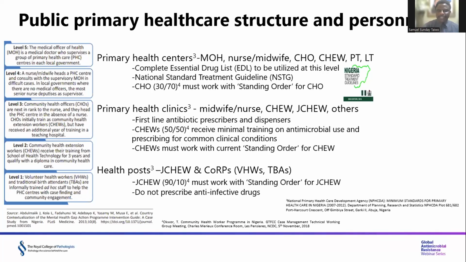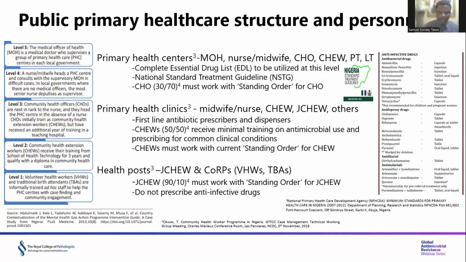The primary health clinics are also supposed to be headed by a nurse or midwife, but in most settings, you don't have a nurse heading this. You have community health extension workers, supported by other workers. Now, these are described as the first-line antibiotic prescribers and dispensers in Nigeria, because it is at this level that the minimum guideline empowers them to prescribe and to dispense drugs, including antimicrobials.